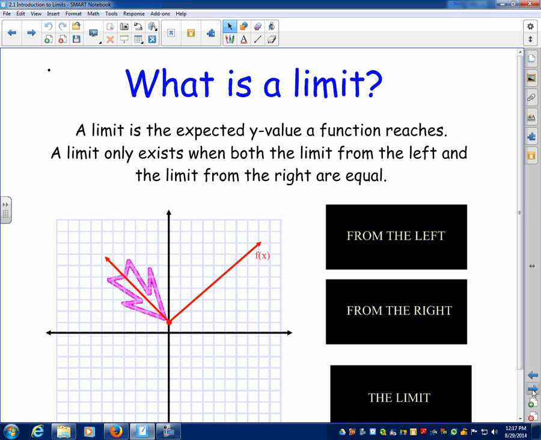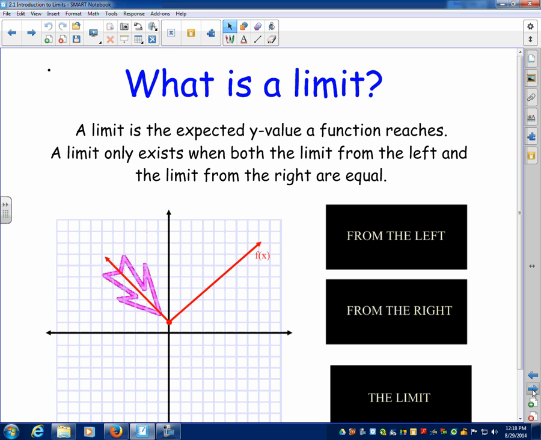Now we are going to talk about one-sided limits. Did you talk about those at all last year? One-sided limits, yep. If the one-sided limits don't match, then the limit of the function doesn't exist. We talked about that. That's kind of like the working man's way of checking if the limit exists. So a limit is simply the expected y value a function reaches. Probably Mr. Gluck told you that last year, but it's the expected value.